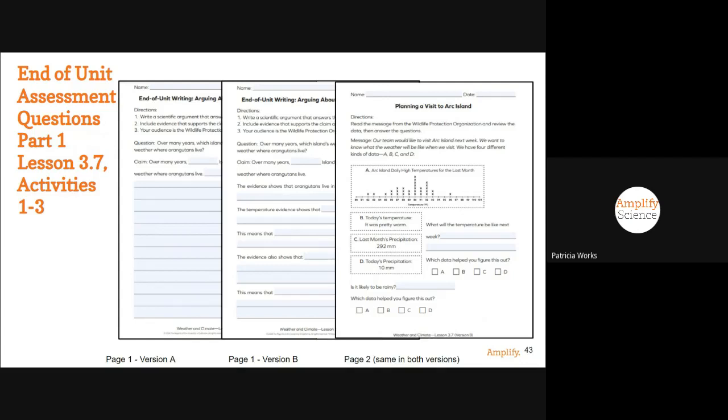Version B of the assessment has sentence scaffolds to help support student writing. You may choose to use either version A or version B. Last year, some teachers liked projecting version B, so students could see the scaffolds and choose to use some of them if it matched their writing style. Page 2 is the same in both versions of the assessment.